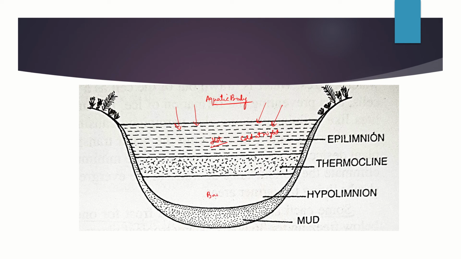Hypolimnion is a basal layer and here no light radiation is reaching, so here the water remains cold and because of that there is no circulation of water. Then in between these we have mesolimnion.